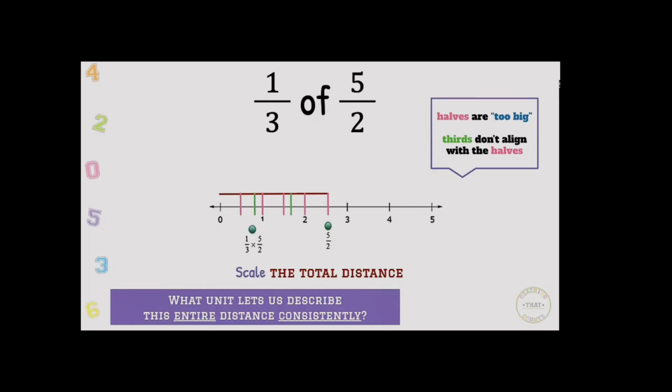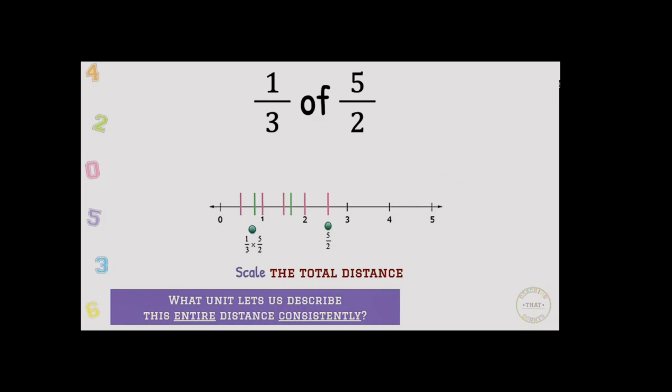So we ask a measurement question. What unit lets us describe this entire distance consistently? We keep the whole the same and refine the units by creating additional thirds. Each half is now partitioned into 3 equal parts. Those parts are the same across the entire distance. That creates a new unit size, sixths. Nothing magical happened. We didn't change the value, we changed the unit.